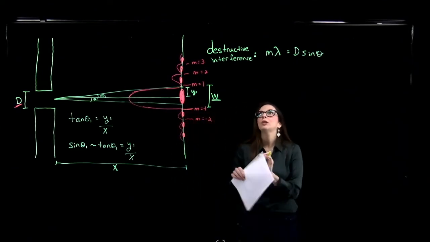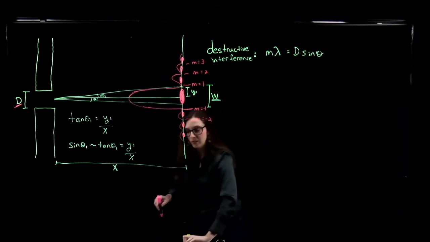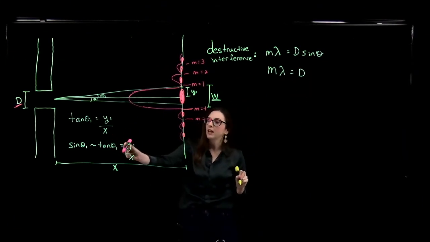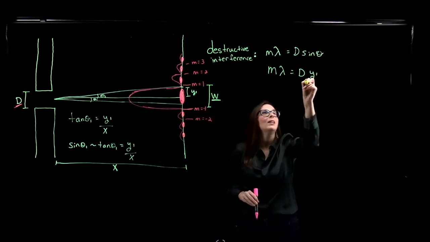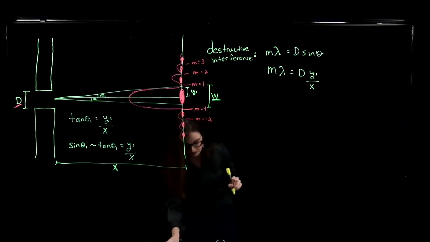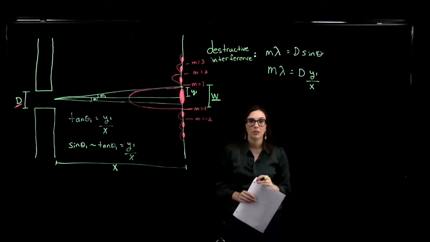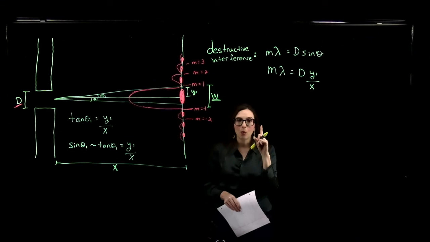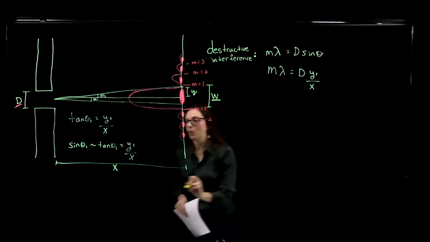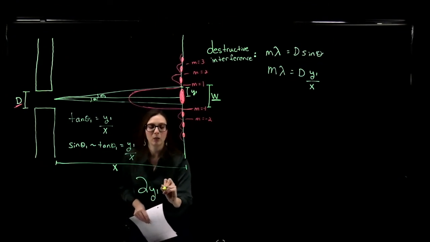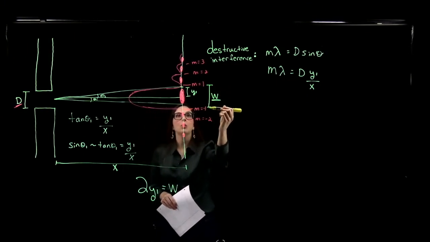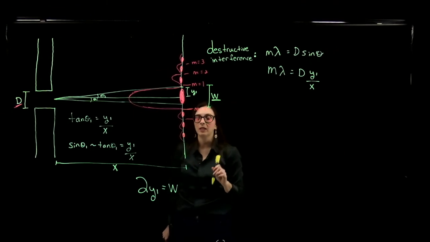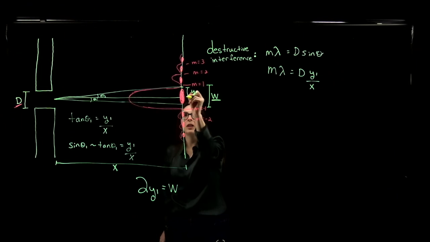So over here in my equation for destructive interference, I can write m lambda equals D, and since sine theta is approximately tangent theta, which is equal to y1 over x, I can write this as y1 over x. I also know another piece of information. y1 is the distance between the center of my bright point and the first dark spot. So 2 y1 equals W. If W is the width of my bright spot, y1 is the distance between the center of that bright spot and the first dark point. So over here on this side, this is also y1.